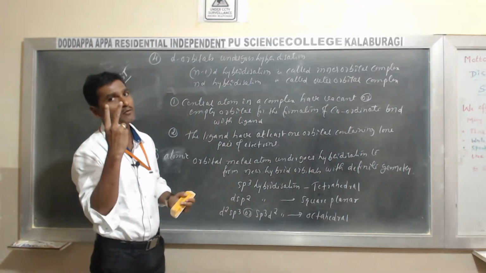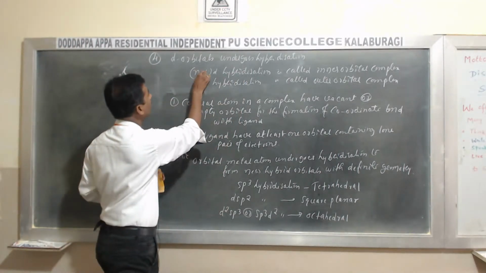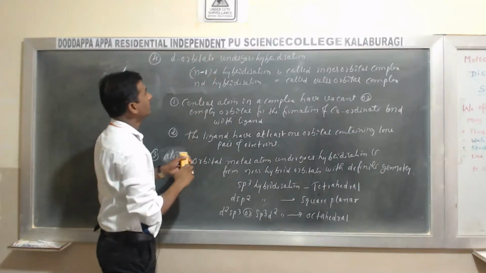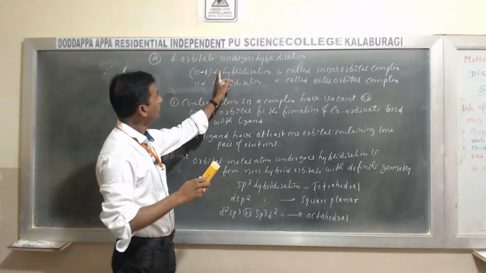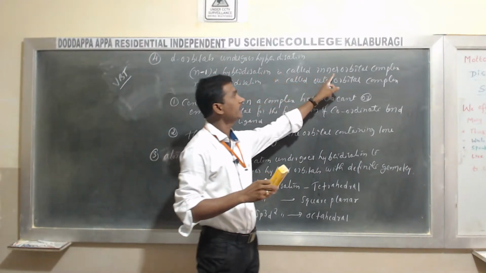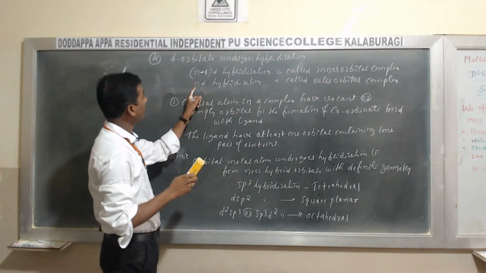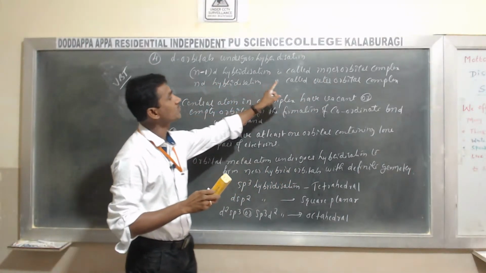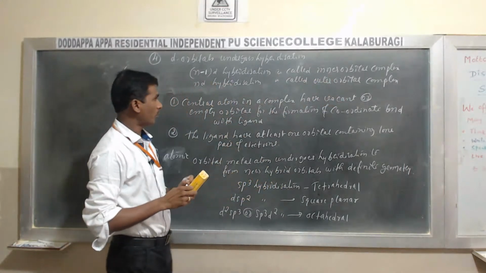Two types of hybridization are involved. The (n-1)d type of hybridization is called an inner orbital complex, and the nd type of hybridization is called an outer orbital complex.